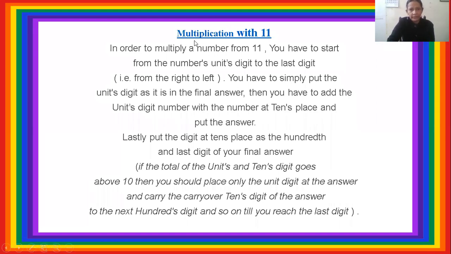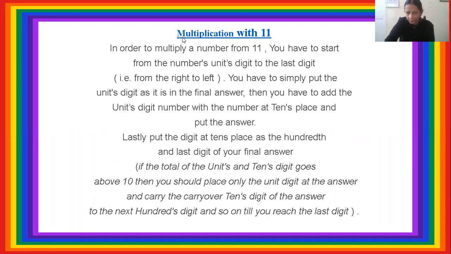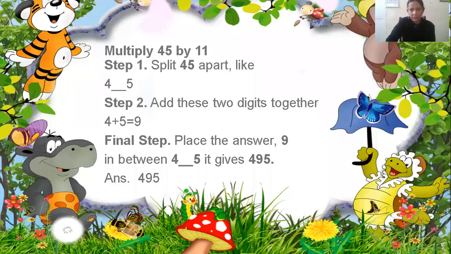Now you see here I have written that you have to multiply a number with 11. So how will you do that? In order to multiply a number with 11, first you have to start from the number's unit digit to the last. What does it mean? It means that you have to start from right to left. And now let's see how you can do this in the question.